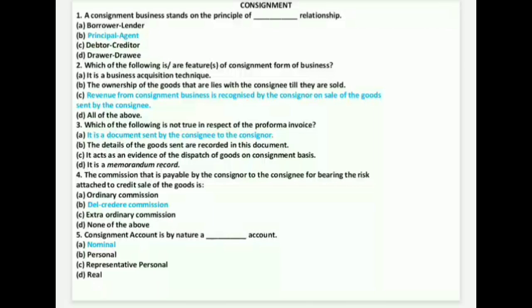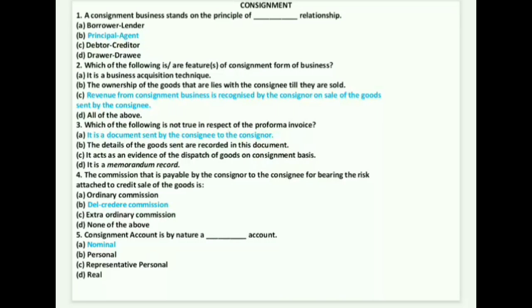Okay, the next question is, which of the following is a feature of the consignment form of business? Options are: it is a business of acquisition technique; the ownership of goods lies with the consignee till they are sold; revenue from consignment business is recognized by the consignor on sale of the goods sent by the consignee. So well guys, the third is the correct answer: revenue from a consignment business is recognized by the consignor on sale of the goods.